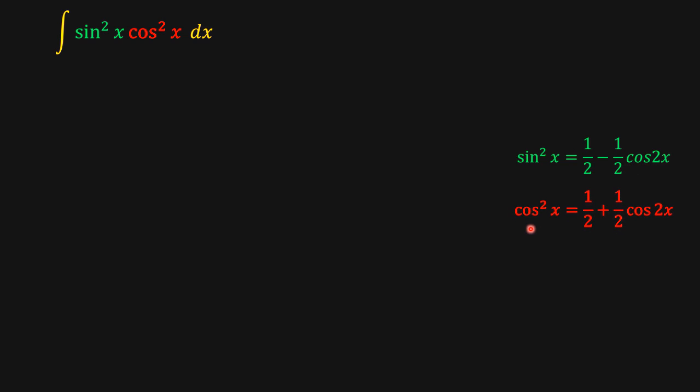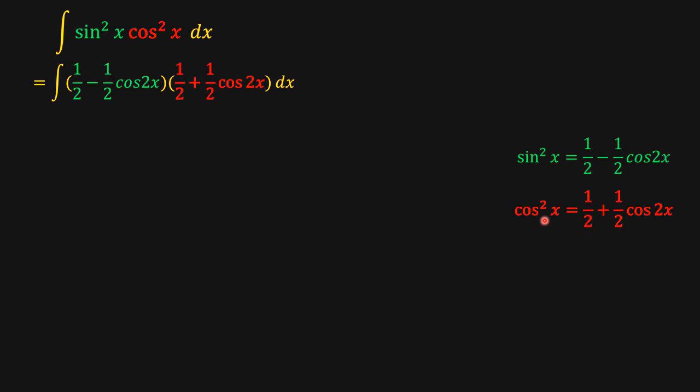and cosine squared x is equal to 1/2 plus 1/2 times cosine 2x. Now, once we know our identities, we can go back and substitute them. So instead of sine squared x, we're going to substitute 1/2 minus 1/2 times cosine 2x, and instead of cosine squared x, we are going to substitute 1/2 plus 1/2 cosine 2x, which we have right here.